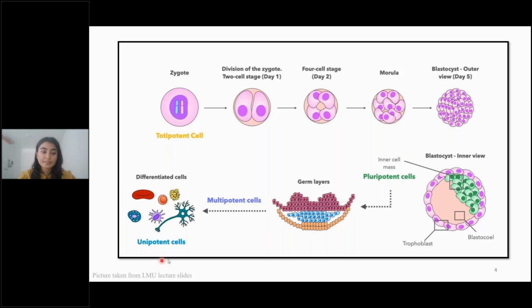These are called unipotent cells because they cannot divide further, so they cannot differentiate more. This is like the end stage, so we call it unipotent. These are the main terms. So we go from totipotent to pluripotent to multipotent to unipotent. These are the four terms.